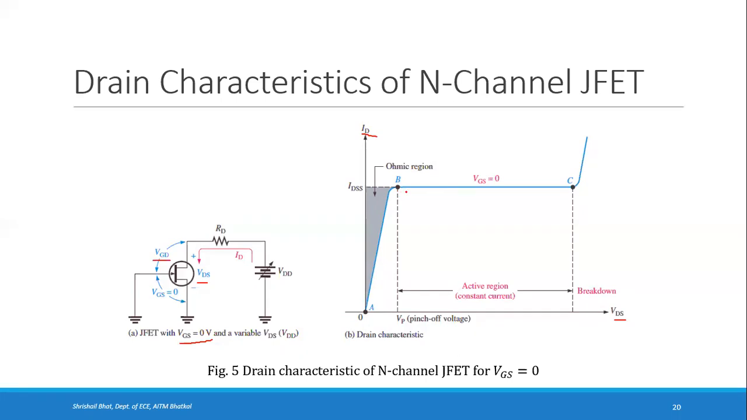That constant current is called IDSS, the drain to source current when the gate is shorted. When the gate is shorted, in the sense when the gate is connected to ground. At that point, the current becomes constant and has the value of IDSS. The voltage at which the drain current becomes constant is called the pinch off voltage. So it becomes constant, and the current will have a constant value.